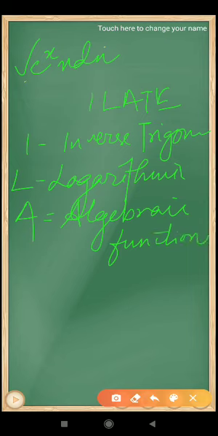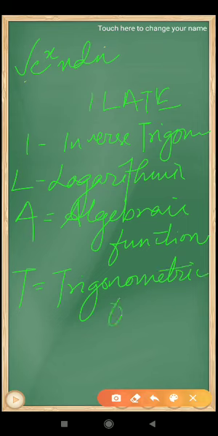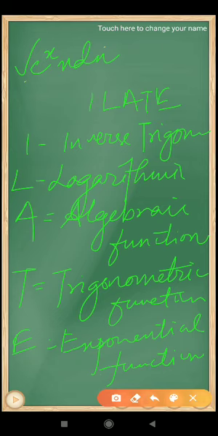Then what does T stand for? T stands for pure trigonometric function. Then what does E stand for? E stands for exponential function. I believe that you know what inverse trigonometry and logarithmic functions are, and what algebraic, trigonometric and exponential functions are.